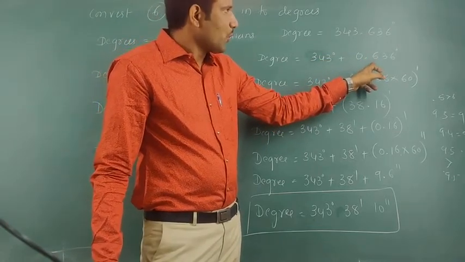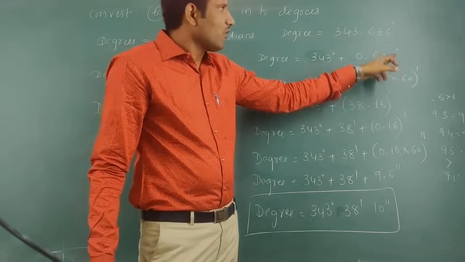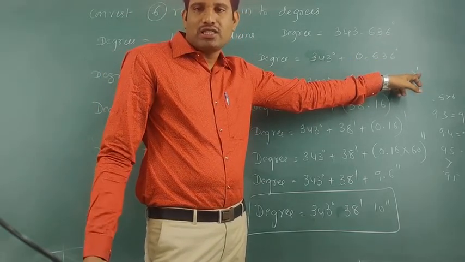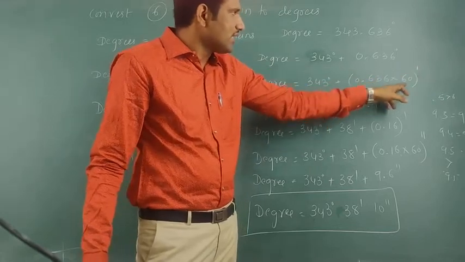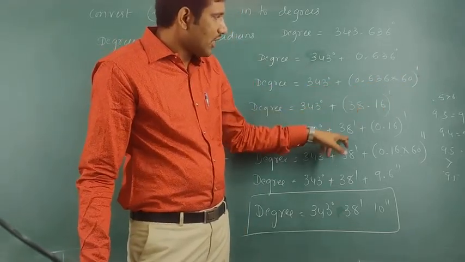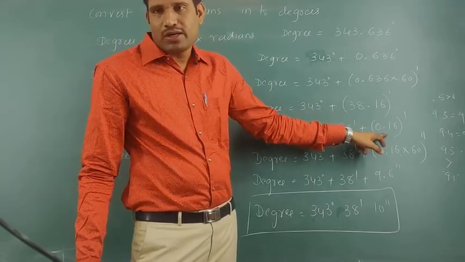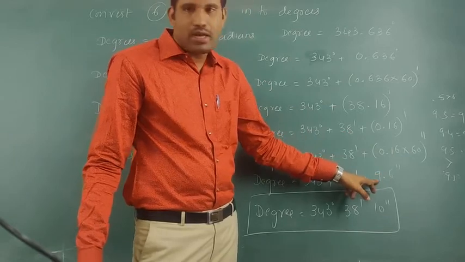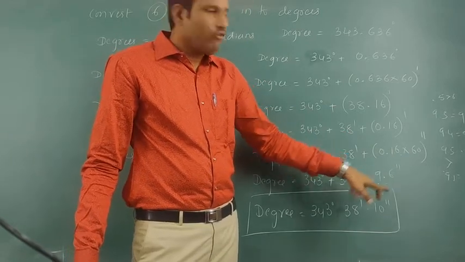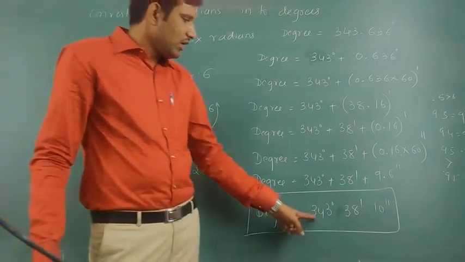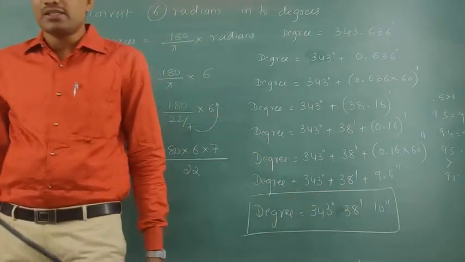Now multiply this 0.636 by 60 to convert the degree into minutes. Already we know that when we multiply by 60, degrees are converted into minutes. 0.636 into 60 is 38.16 minutes. Again, this is 38 minutes plus 0.16 minutes. Again multiply by 60. 0.16 into 60 is 9.6 seconds. Now round off to the higher value, so that is 10 seconds. Therefore 6 radians is nothing but 343 degrees, 38 minutes and 10 seconds.